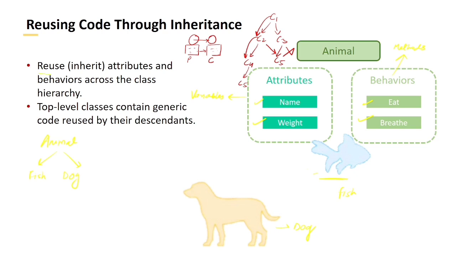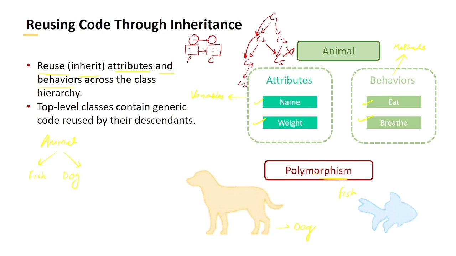Okay, so it says reuse or inherit attributes and behaviors across the class hierarchy. It means that whatever attributes and behavior the superclass has, the subclass would be reusing or inheriting them. Now there is another concept related to inheritance, which is known as polymorphism. Since we are talking about inheritance, we can even talk about polymorphism. Inheritance means that we are reusing the attributes and the behavior, right?